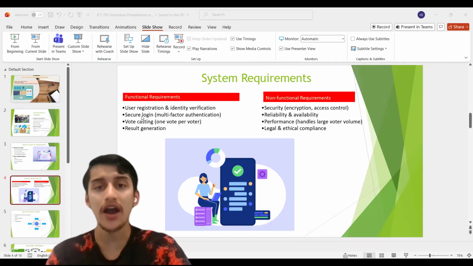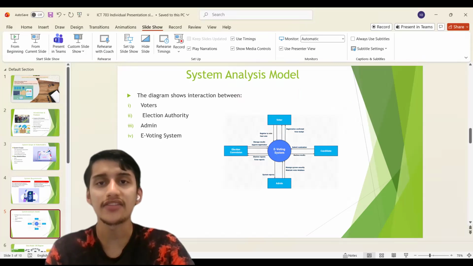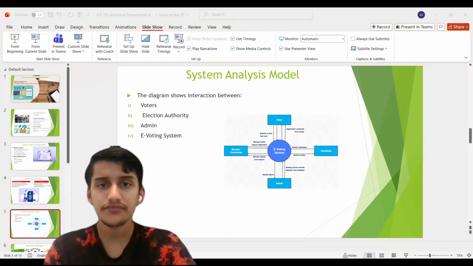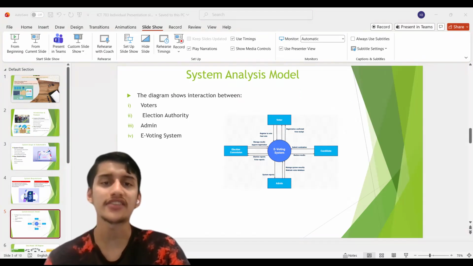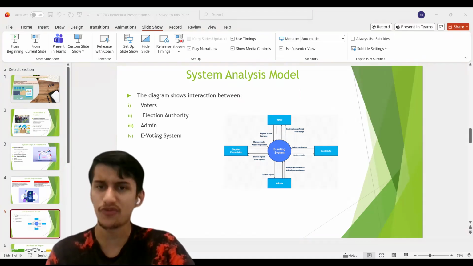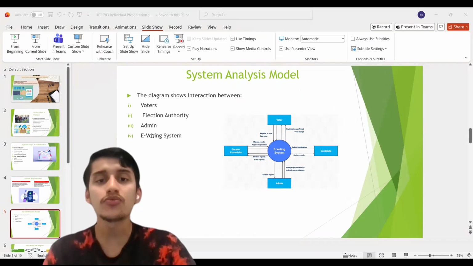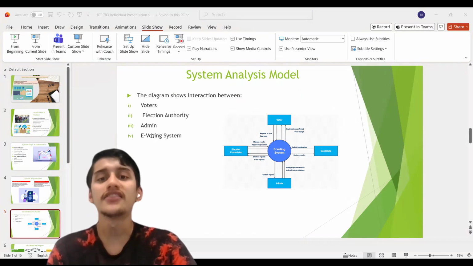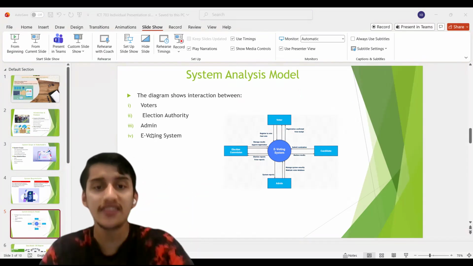After defining the requirements, the next step is to analyze how the system works. The system analysis model shows the interaction between voters, election authorities, administrators, and the e-voting system itself. For example, voters submit registration details and votes, while administrators manage elections and election authorities receive verified results. This model helps clearly define system boundaries and data flows before moving into detailed design.